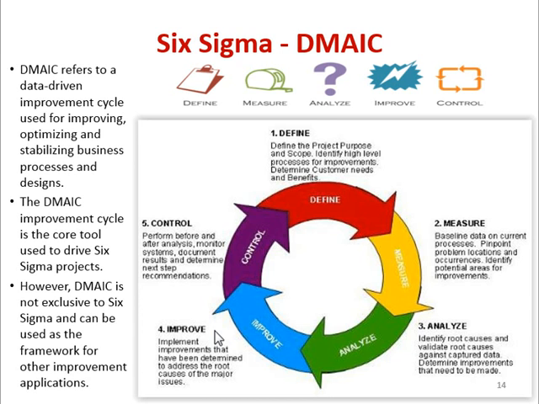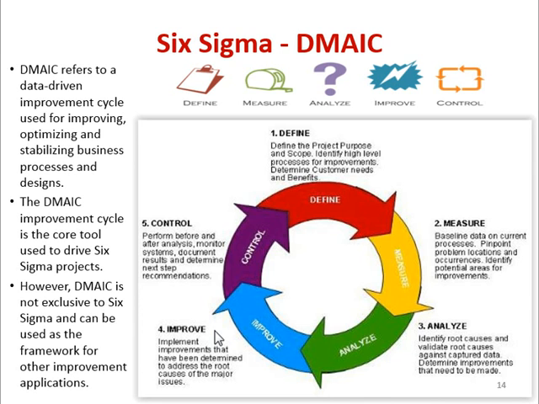DMAIC refers to a data-driven improvement cycle used for improving, optimizing, and stabilizing business processes and design. It is the core tool used to drive Six Sigma projects. However, DMAIC is not exclusive to Six Sigma and can be used within various frameworks for other improvement applications. So what exactly do you do in define? You define the project purpose and scope, identify high-level processes for improvement, and determine customer needs and benefits.